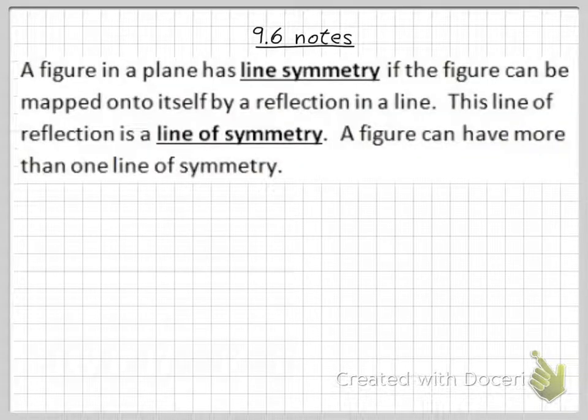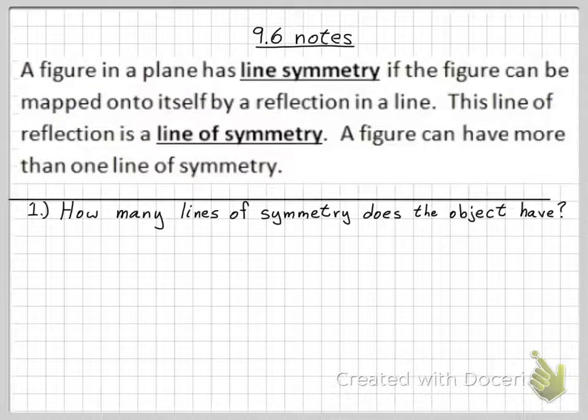A figure in a plane has line symmetry if the figure can be mapped onto itself by a reflection in a line. This line of reflection is called a line of symmetry. And a figure can have more than one line of symmetry. I think the best way to get this concept across to you, especially through this YouTube presentation, is to just go through some examples, and I think you'll get it by the end of the examples.